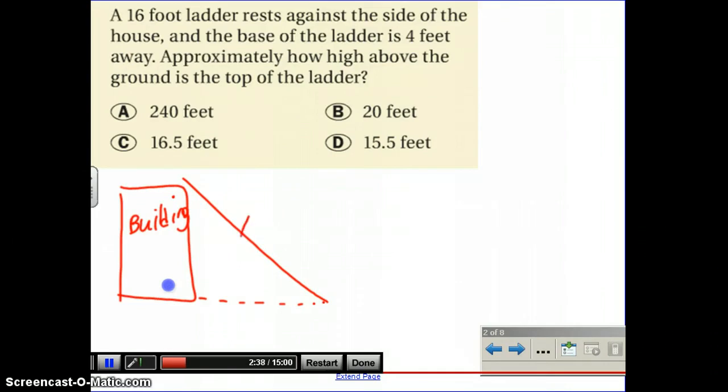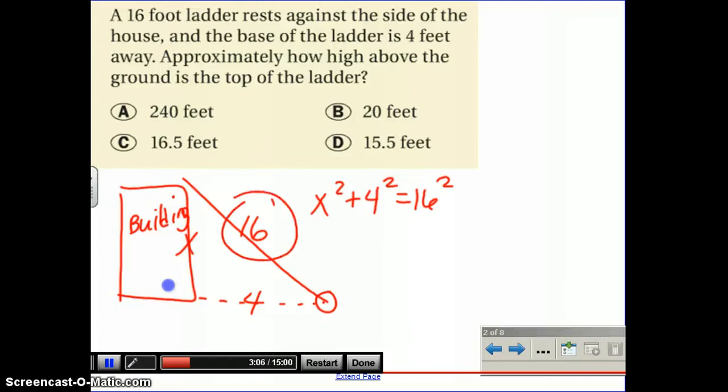Okay, the ladder itself is 16 feet, so let's label that. The base of the ladder, so right here, is 4 feet away from the building. So this is 4. We want to know how high above the ground is the top of the ladder. Let's call that x. So from here, Pythagorean Theorem, x squared plus 4 squared equals 16 squared. Now, it doesn't matter if you do 4 squared plus x squared, same thing. But the 16 is your hypotenuse. That is your longest side. So that has to be c.